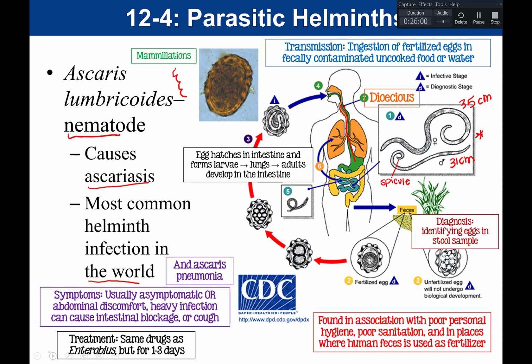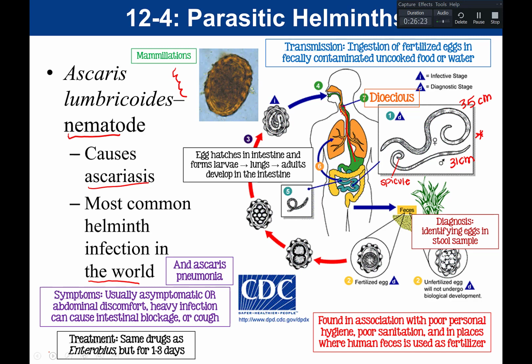Between 2 to 3 months are required from ingestion of the infective eggs to oviposition, so the ovulation by the adult female. And the adult worms can live about 1 to 2 years. So that's the lifespan of one of these worms, typically 1 to 2 years.